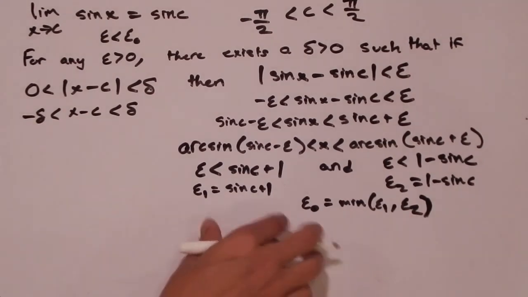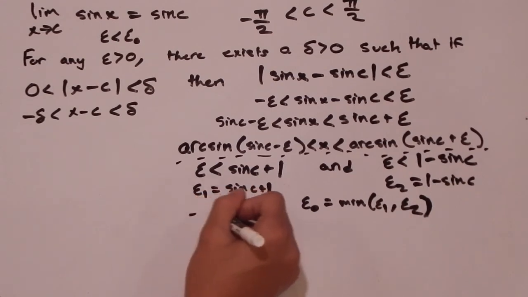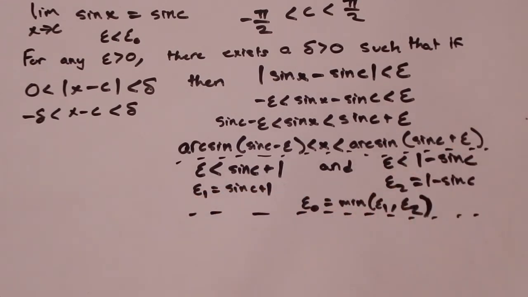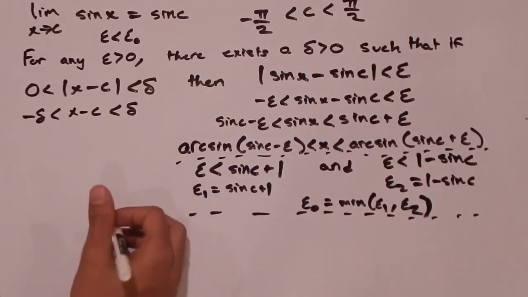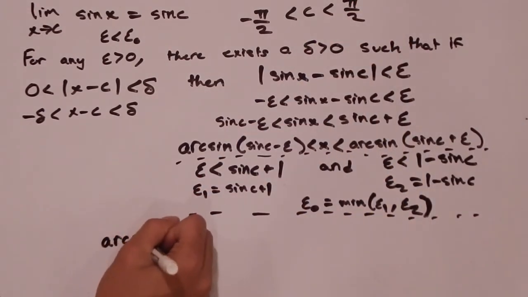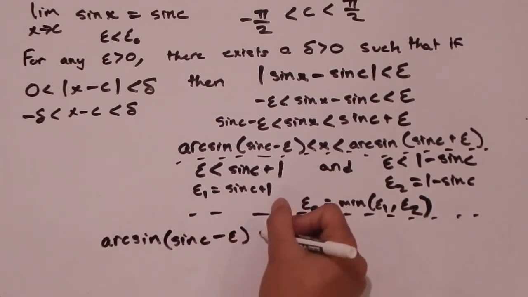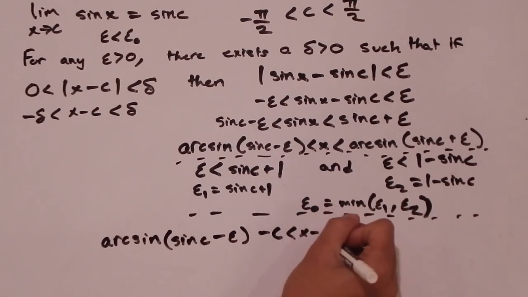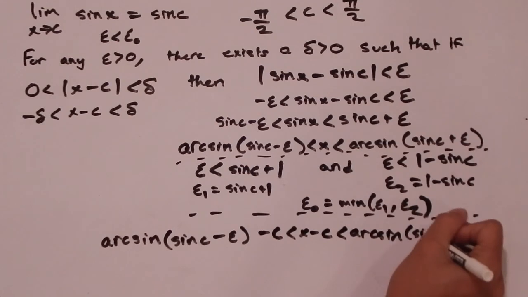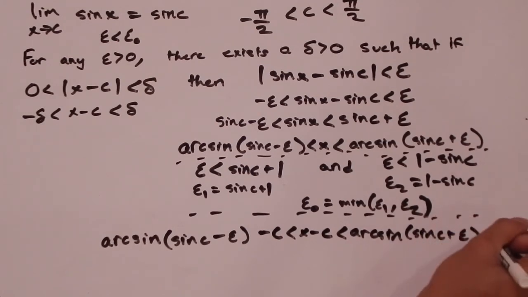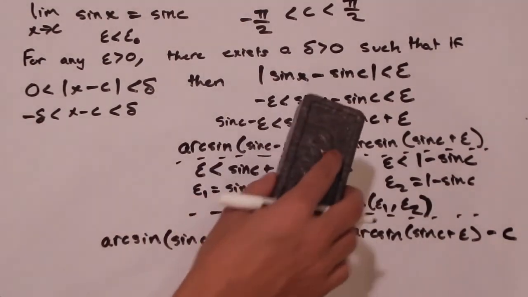And now I'm going to go back. So let's just draw a little dotted line around this so we know we just had to take care of that little hitch. And we're going to subtract c from each expression here to get something that looks like this. Arcsine of sine of c minus epsilon, minus c, is going to be less than x minus c, which is going to be less than arcsine of sine c plus epsilon, minus c. And that looks pretty crazy, but it is important. We're going to be using it.